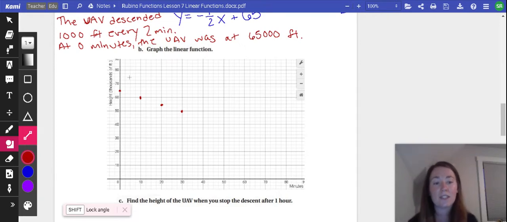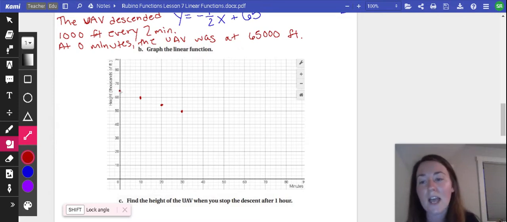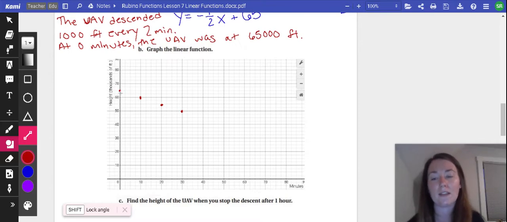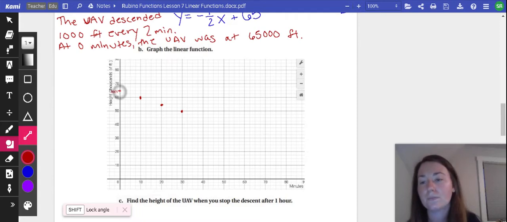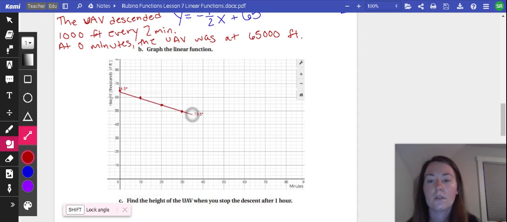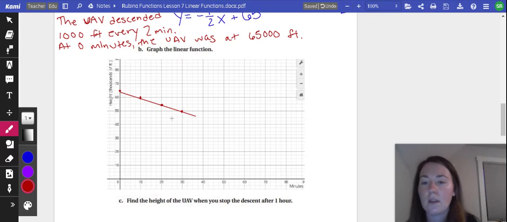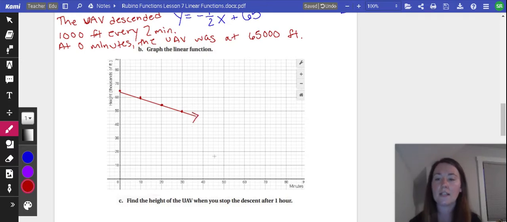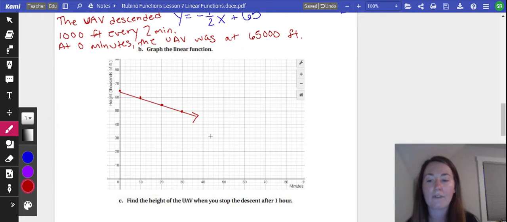And in this case, I would say yes, of course. It's still descending between that 0 minute mark and that 10-minute mark, and it's going to be at a certain height. So it makes sense for me to connect these points with a line, although it would not make sense for me to go into a negative quadrant, right? Because we are not going to have negative time here. So I'm just going to connect them with a line. It's not perfect. And then draw my little arrow showing the descent. And that is our graph.